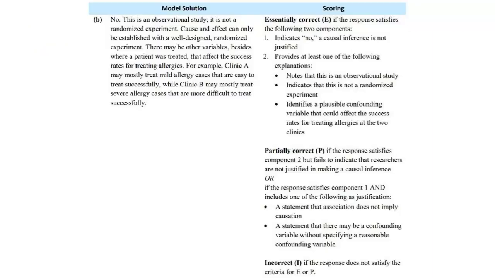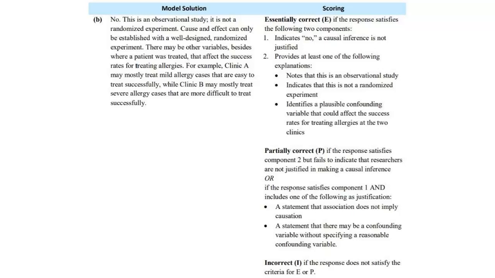But if somebody says, I'll only participate if I can be in the treatment group, and somebody else says, I'll only participate if I can be in the placebo group, or what have you, that's not going to work to show cause. All right, so it says, no, this is an observational study. It is not a randomized experiment. Cause and effect can only be established with a well-designed, randomized experiment.